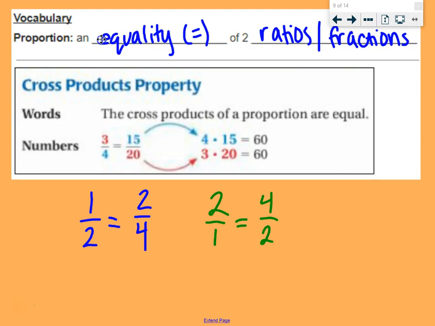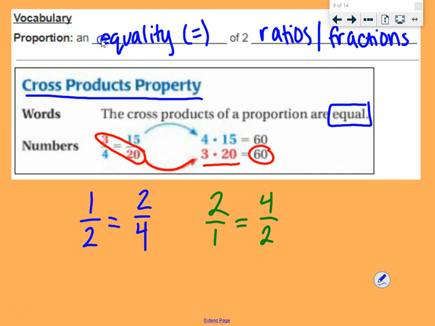So within proportions, there's this property called the cross products property. The cross products of a proportion are equal. So the cross products are just if you multiply the two diagonals. So if we multiply this diagonal, 3 times 20, we get 60. Then if we multiply this diagonal, so it makes a cross, it makes an X, then we get 4 times 15, which is also 60, and 60 equals 60. So those two cross products will be equal.